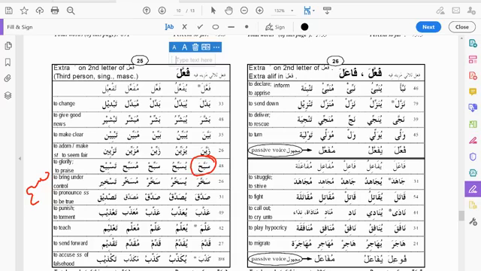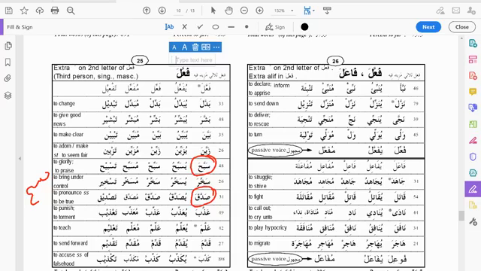So when we look at sadaqa, the actual root of it is actually sadaqa. When you look at azaba, the actual root is azaba. The actual root of allama is alima. Qaddama, the actual root of it is qadima. Kadhaba, the actual root is kadhaba.